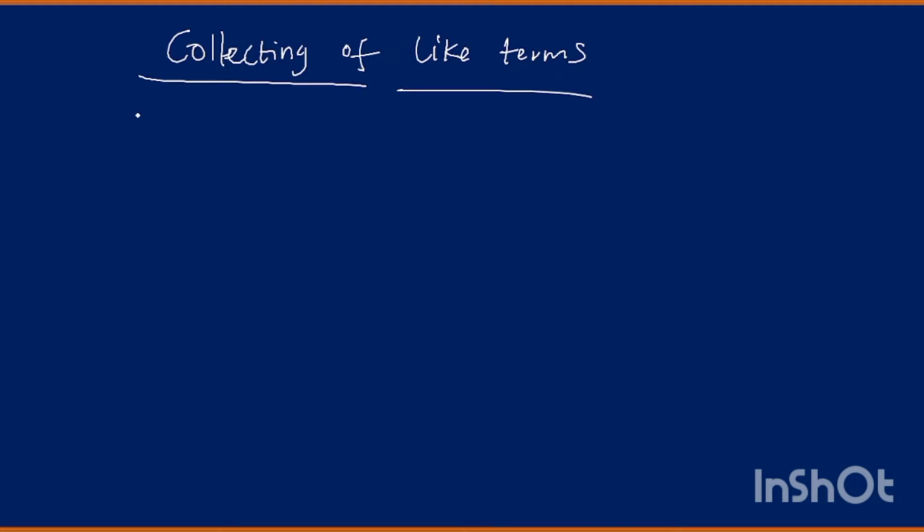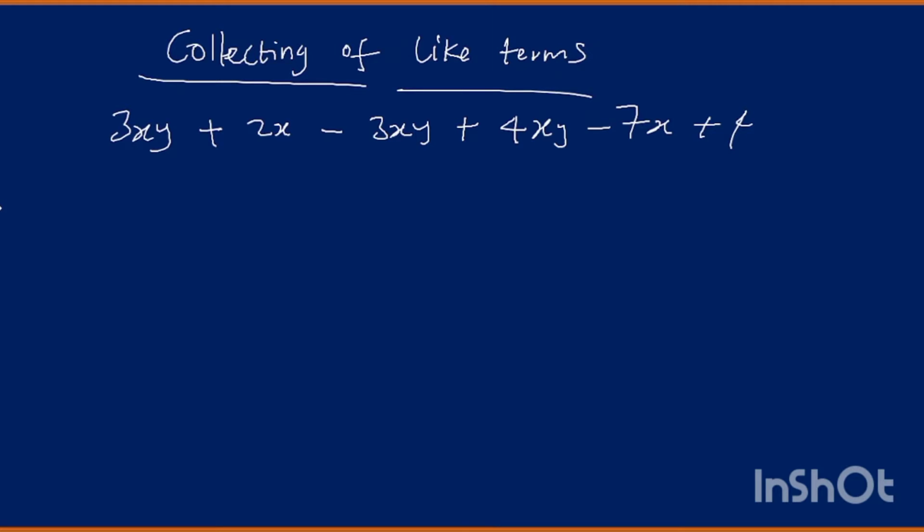In every algebraic expression, when we have two, three or more terms that are alike in nature, we tend to collect them. Those terms are called like terms. For example, if I have 3xy plus 2x minus 3xy plus 4xy minus 7x plus 4. If I want to collect like terms from this expression, first of all, I'm going to look at the variables. What are variables? Variables are x, y, all the alphabets you have that can be defined and can also be redefined.